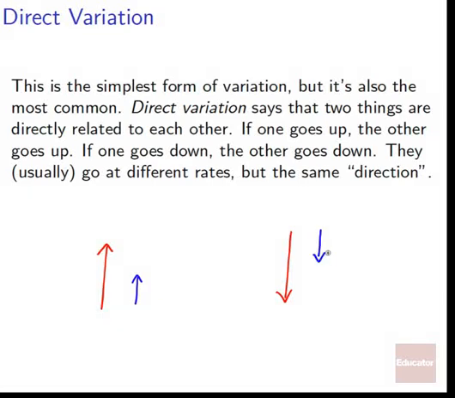For example, in this picture, the blue one always goes at a smaller rate and the red one goes at a bigger rate. It goes faster than the blue one, but they always go in the same direction. So direct variation is same direction. One goes up, the other goes up. One goes down, the other goes down. They're linked. They move in lockstep.